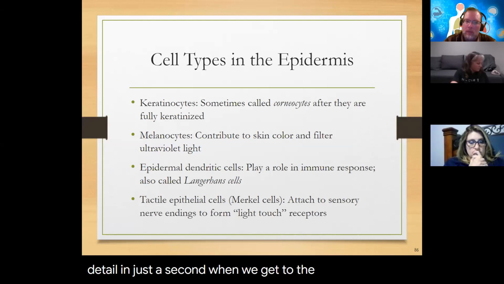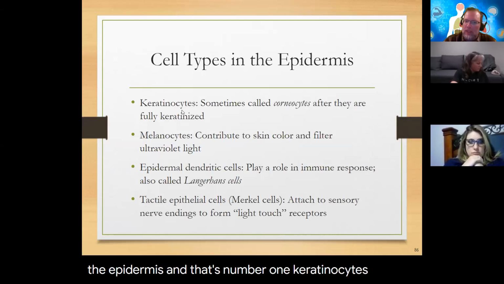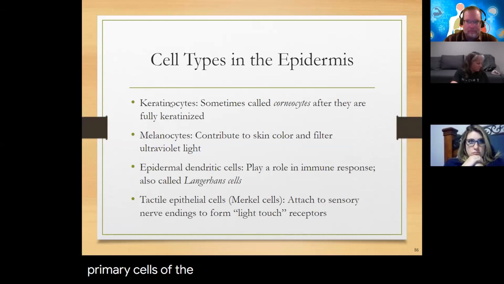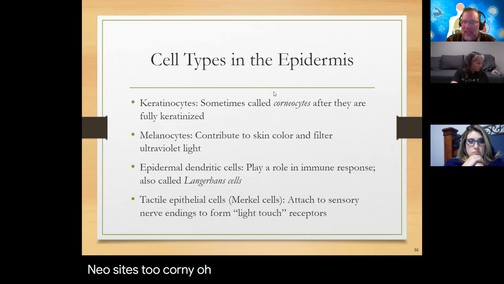Now, epidermis, we have four major cells. One takes up most of the epidermis, and that's number one. Keratinocytes are the primary cells of the epidermis. I'd say 85 to 90% of all cells of the epidermis are keratinocytes. They often call them corneocytes too. Corneo means kind of like horned, like a horned layer. Anyway, so that's the bulk of it.